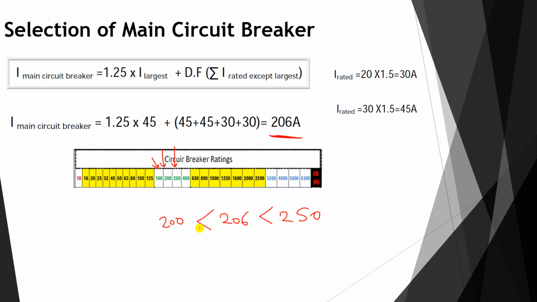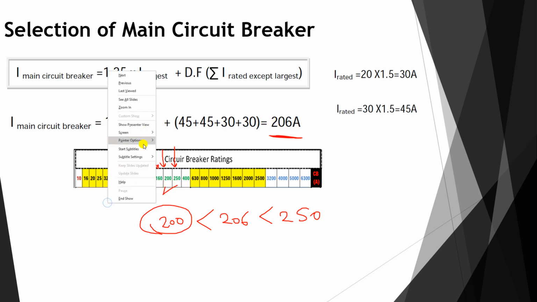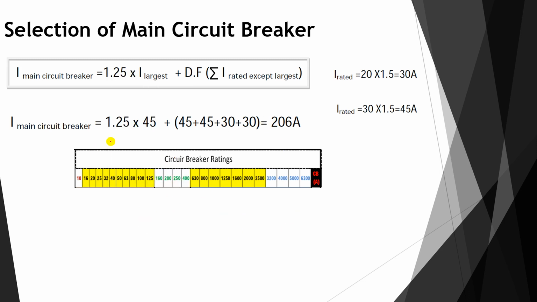Which one do you think we should choose? We should choose the 200 or the 250? Of course, we are going to choose the nearest one to the 206, which is 200 ampere. So we are going to choose the circuit breaker of 200 ampere, which is very close to 206. Remember that we here have a safety factor. So if the rating of the circuit breaker is lower, there is no problem at all. So as you can see, the circuit breaker will be equal to 200 amperes. Okay.